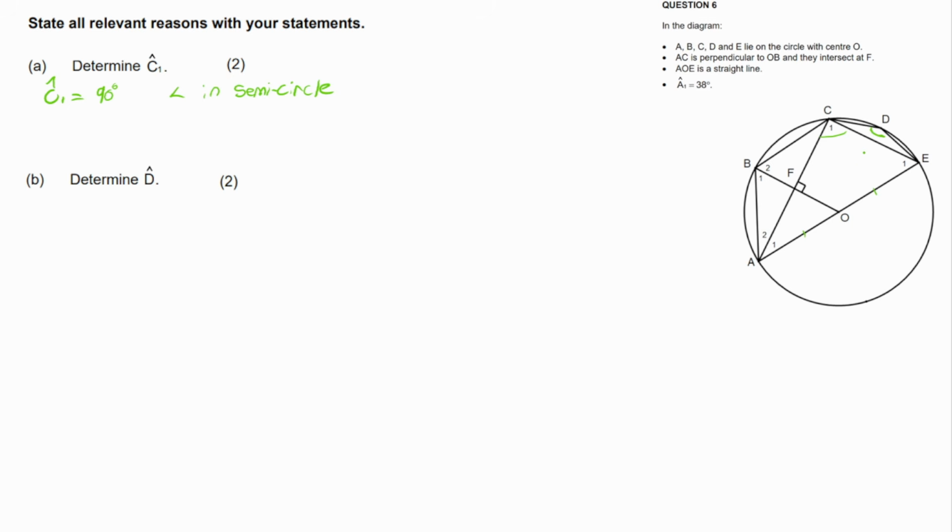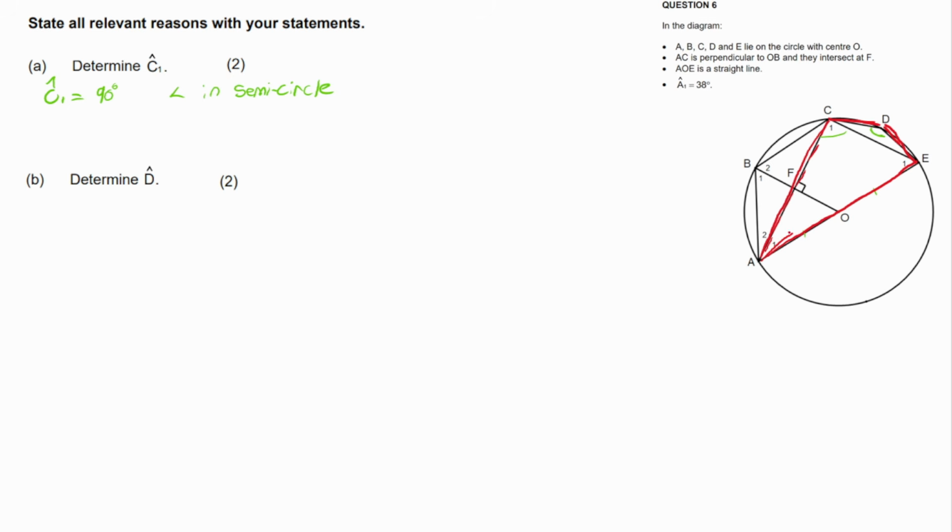Now we have to determine angle D. So this over here, angle D. And if you look carefully, we have a cyclic quad over here. So I'm going to trace the cyclic quad for us. This is our cyclic quad over here. And again, all 4 vertices lie on the circle. So it's a cyclic quad.